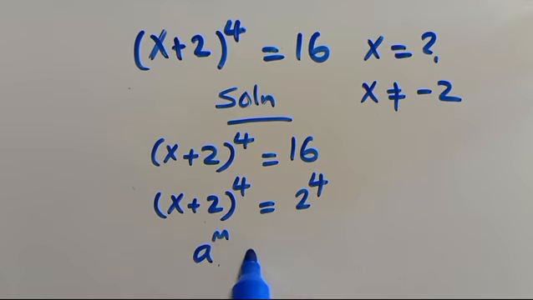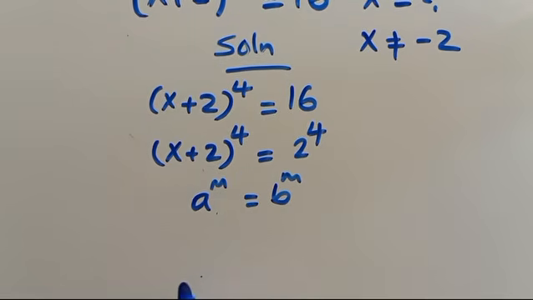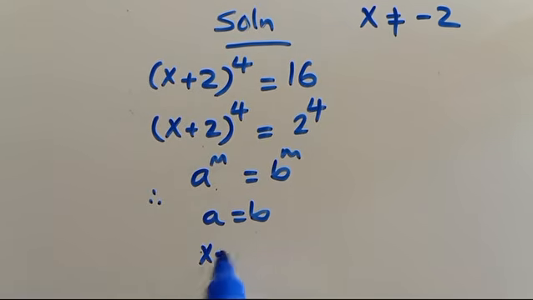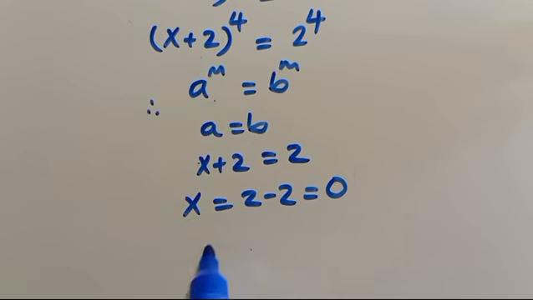when we have a^m = b^m, we can equate the bases so far as the powers are the same, and we can declare that a equals b in some cases. So make the comparison of this. We can have x + 2 = 2, and so x = 2 - 2, this will be equal to 0. So the first, we can say we have x = 0.